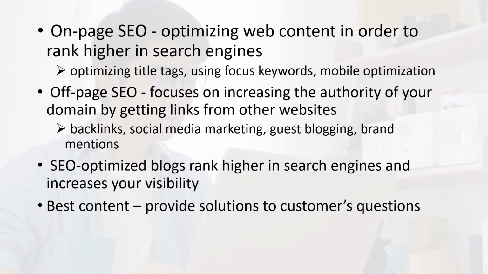On-page SEO refers to optimizing web content in order to rank higher in search engines. These techniques include optimizing title tags, using focus keywords, mobile optimization, and more. On the other hand, off-page SEO focuses on increasing the authority of your domain by getting links from other websites. This includes backlinks, social media marketing, guest blogging, brand mentions, and more. When your blogs are SEO optimized, you'll rank higher in search engines, increasing your visibility to potential customers.